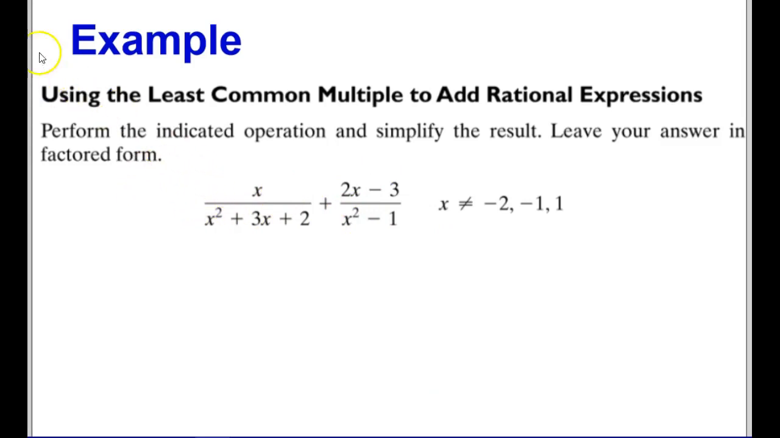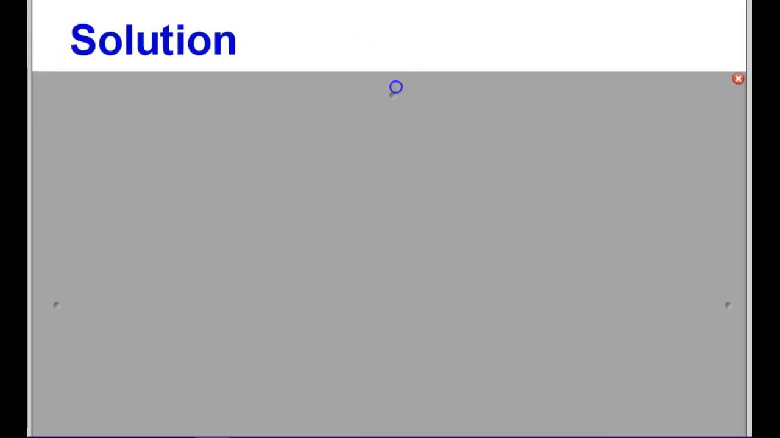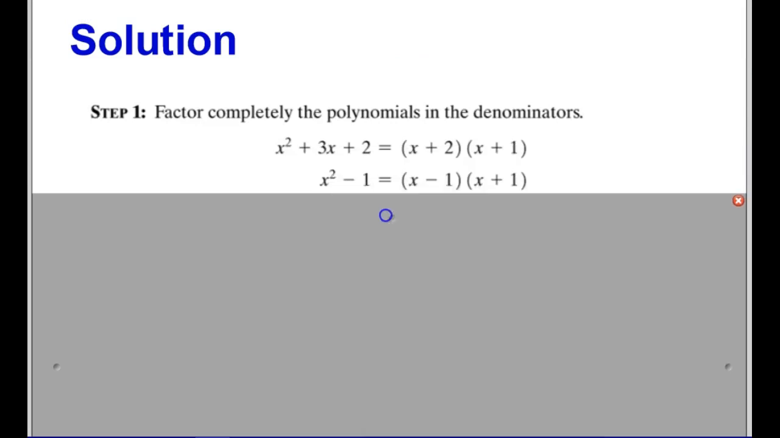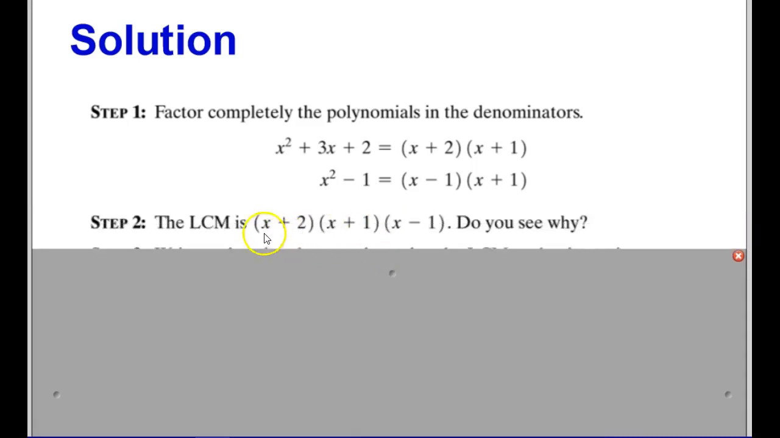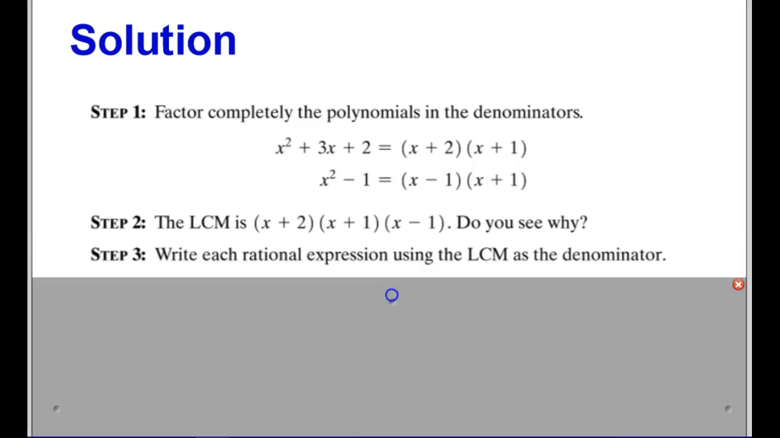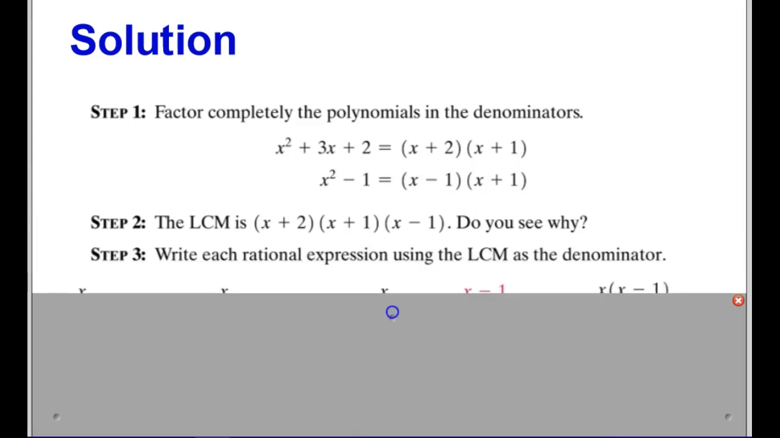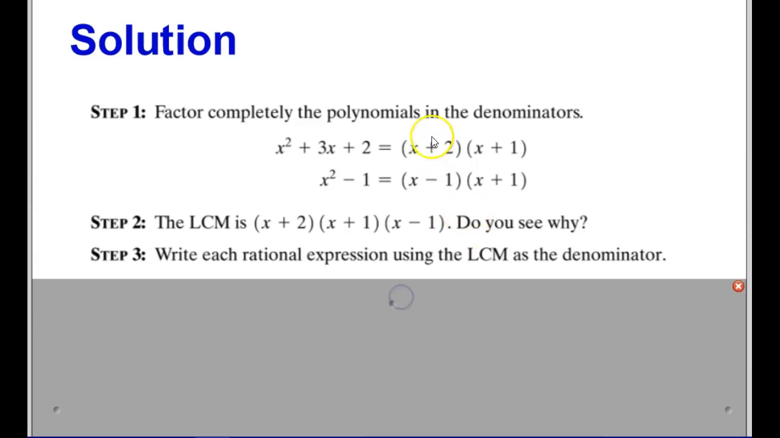Okay, so now we're going to add these rational expressions, but we're going to first find the least common multiple. So the first step I want to do is I want to factor everything. Okay, so I factor all of my pieces, and this is all of my denominators. So now I can see what I have common and what I'm missing. So my least common multiple is x plus 2 times x plus 1 times x minus 1, because that includes all of the different pieces. So then I'm going to write each rational expression using my LCM as my denominator. This becomes my new denominator.